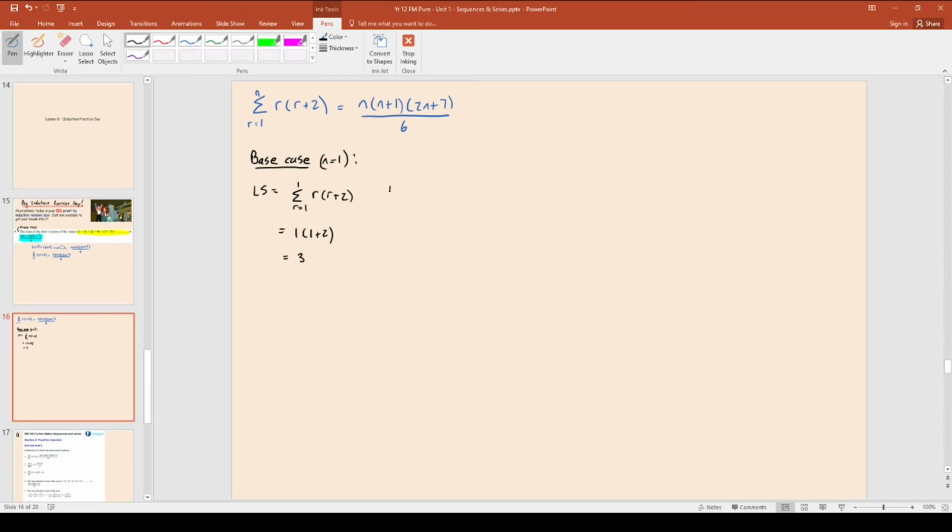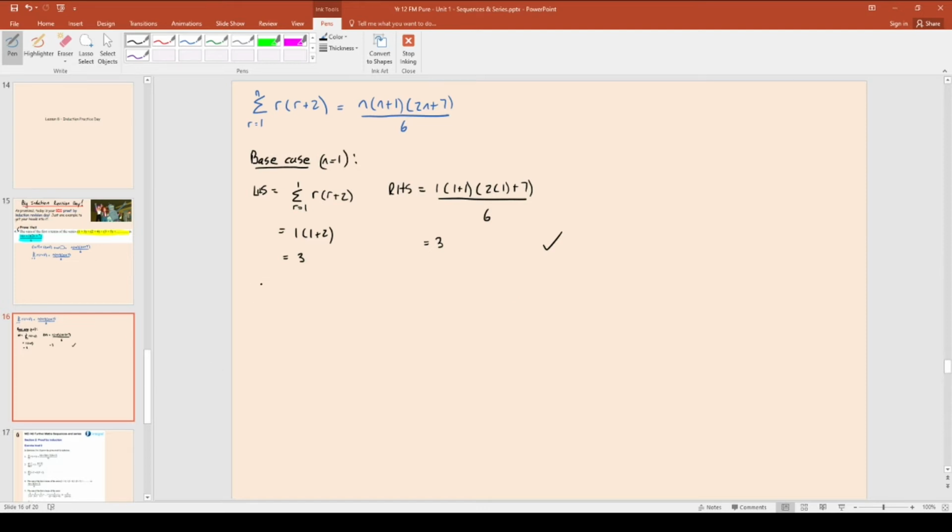What's the right-hand side equal? RHS. Oh, I forgot the H in that. I've done it my Canadian way. Okay, RHS. On the right-hand side, what do we get? We'll pop 1 in and see. 1 times 1 plus 1 times 2 lots of 1 plus 7 all over 6. And here's what we've got. We've got 2 and 7 is 9. 9 times 2 is 18, times 1 is 18, divided by 6 is 3. So it confirms. We've established a base case.